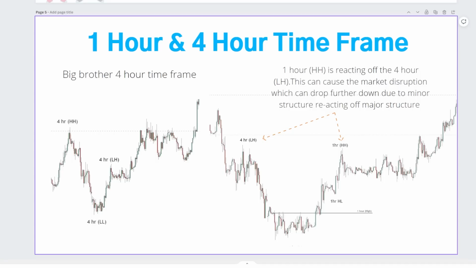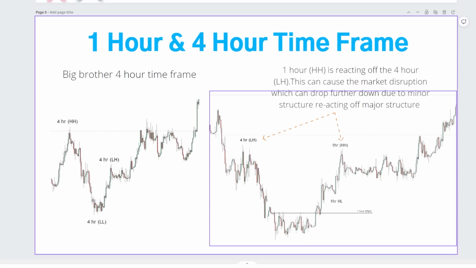Now, if you guys look here, basically, what I state in this is that the 1 and the 4 hour time frame correlates, right? However, the 4 hour, which is our major structure, is going to be the big brother. Now, with that being said, if we go down on the 1 hour time frame, you will see this is the exact same thing. The 4 hour lower high, which is this right here. I'm sorry, it's this one right here. And then we got the 1 hour higher high, and then we got some 1 hour higher lows.